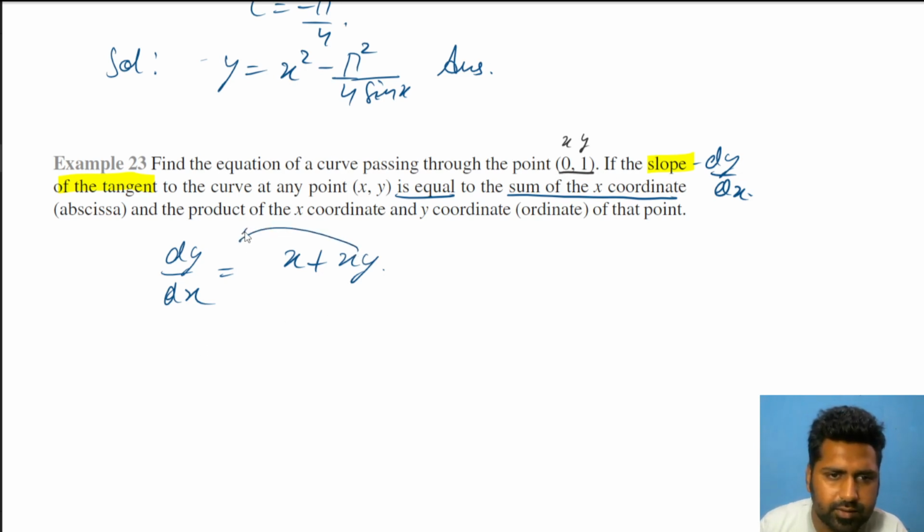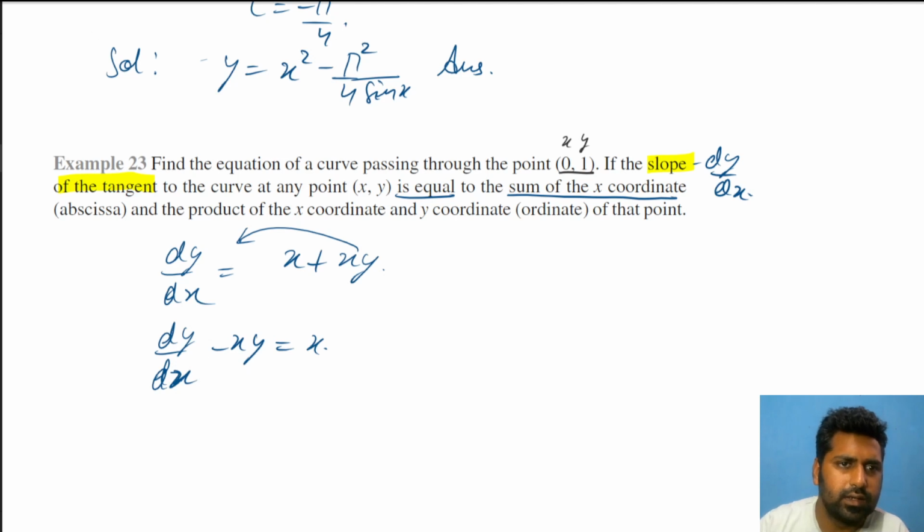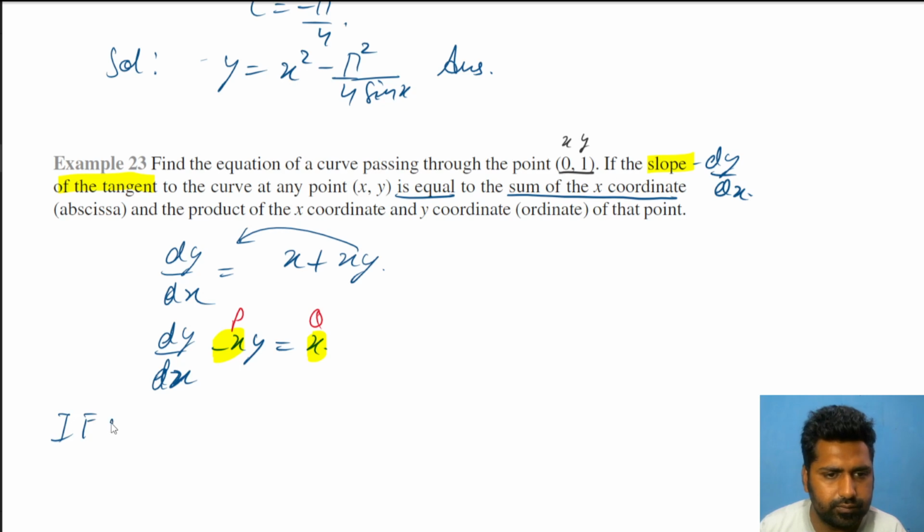We can take this xy on the other side. This becomes dy by dx minus xy is equal to x. What you can see, this is a linear differential equation, dy by dx plus py is equal to q. So this is our p, this is our q. So let's calculate IF now. E raised to power minus integration of x dx. So that's e raised to power minus x square by 2.